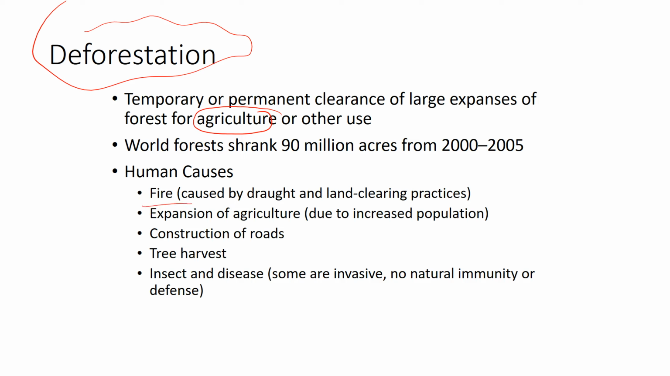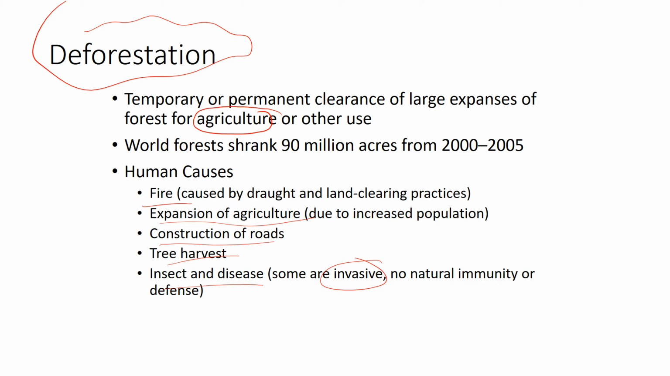All right, so land clearing and drought has caused worse fires than maybe occur naturally. Again, agriculture is the biggest one. Road construction, tree harvest, so logging, and then insect and disease. Now, you'd think of insects and disease as a natural phenomenon, but some of them are invasive, so they're brought in either maybe inadvertently, but brought in by humans, right? Some of them are becoming more prominent because it's not getting as cold in the wintertime, right?